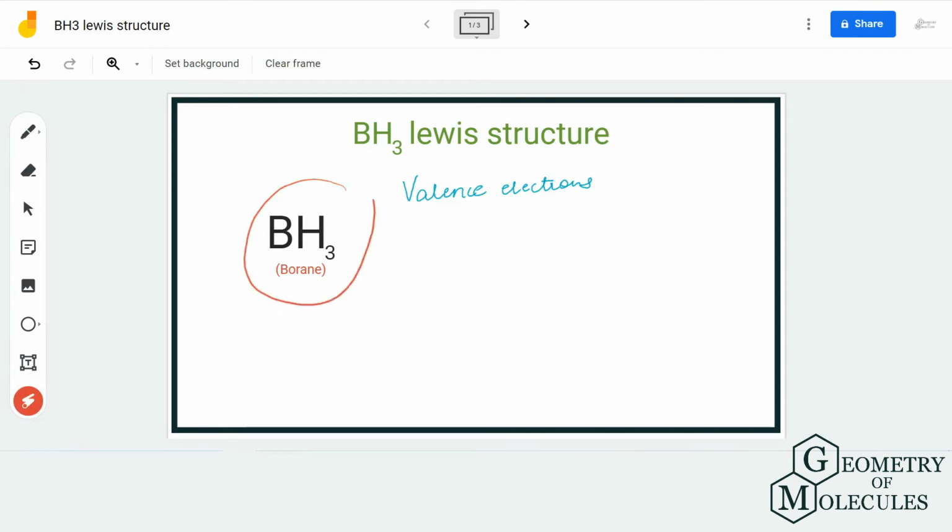In today's video we are going to show you the stepwise method to determine the Lewis structure for the BH3 molecule. It's the chemical formula for borane or boron hydride, and it's a quite simple structure.